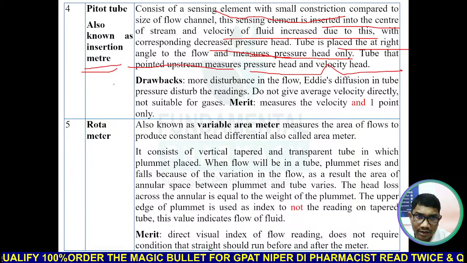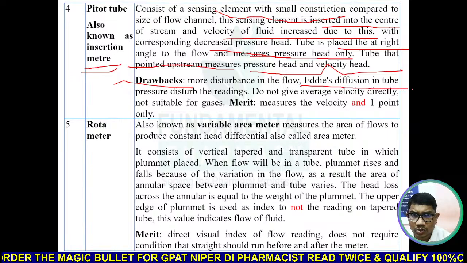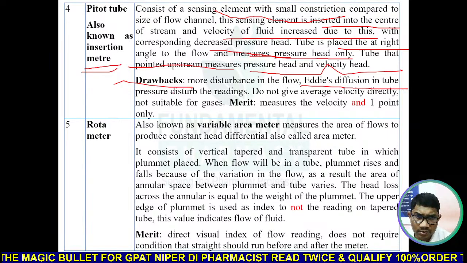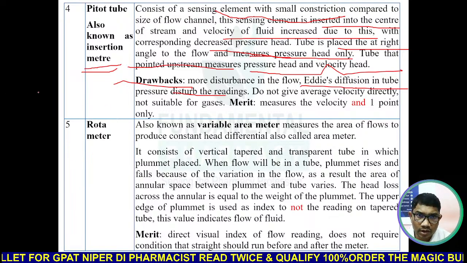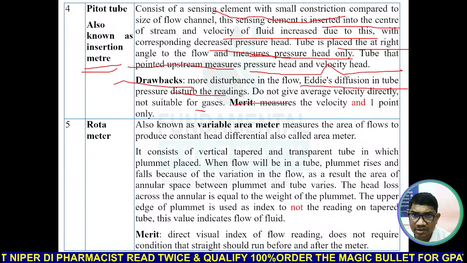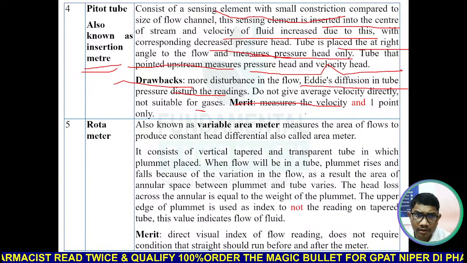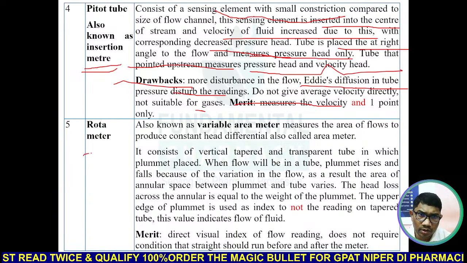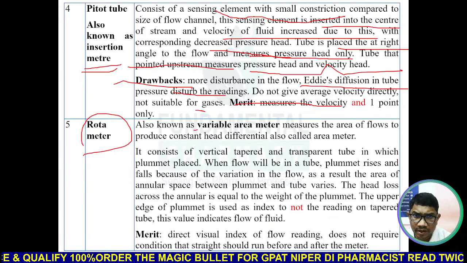What is its drawback? More disturbance in the flow, air diffusion in the tube occurs, which causes disturbance in the reading, does not give average velocity directly, and not suitable for gases. What is the advantage? Measures the velocity at a point only. Now next is the rotameter. Rotameter is next. It is also known as a variable area meter.